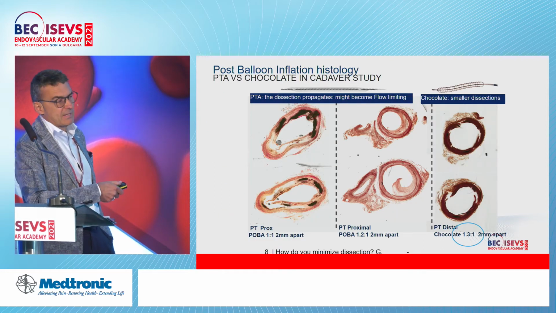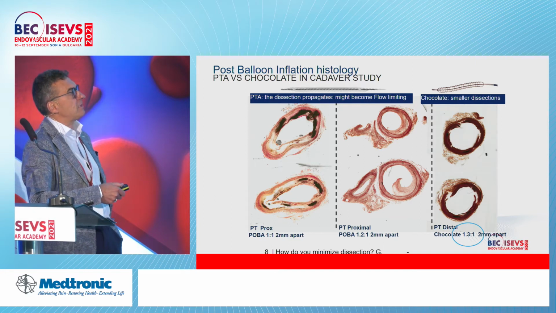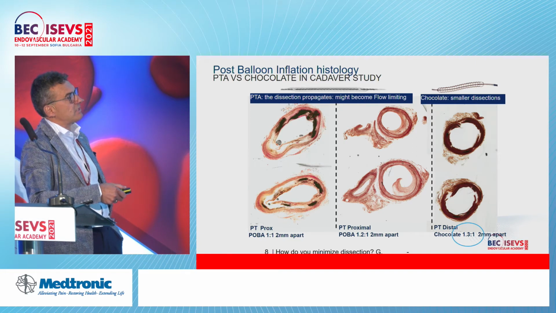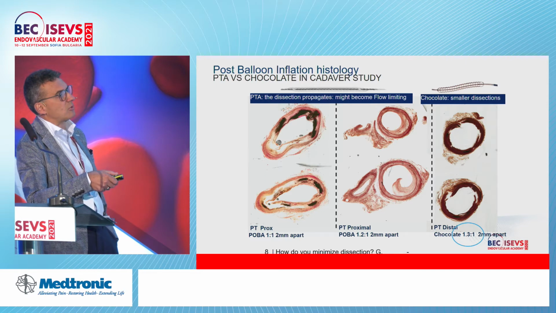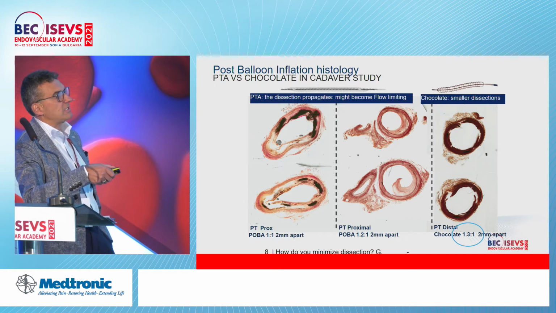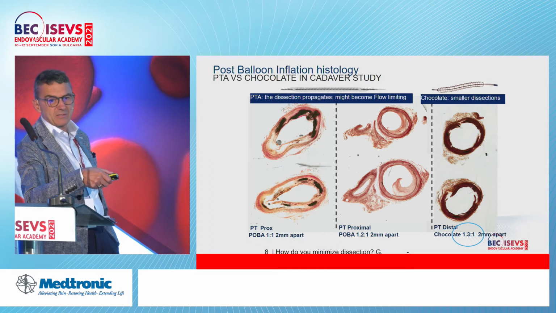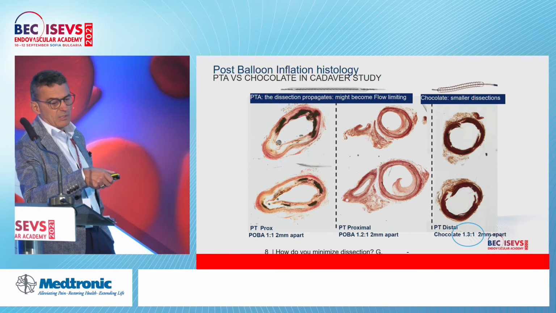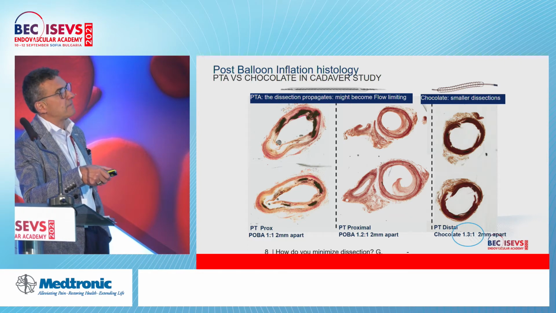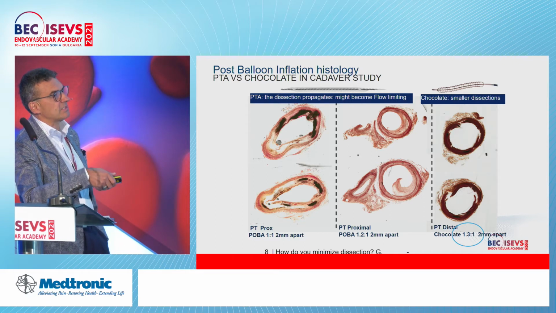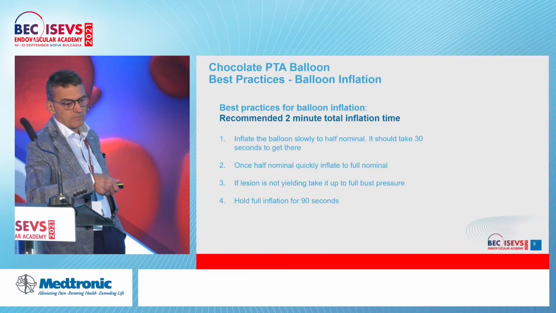Here are several examples of tissue damage from the simple regular balloon. You see the circular dissection in several pictures, especially when we have oversizing. Oversizing is not a good idea, but even with oversizing, the oversizing is the biggest in the third column, where the chocolate balloon inflation tissue is shown, and you see how much smaller the local dissection of the vessel wall is compared to the other two.